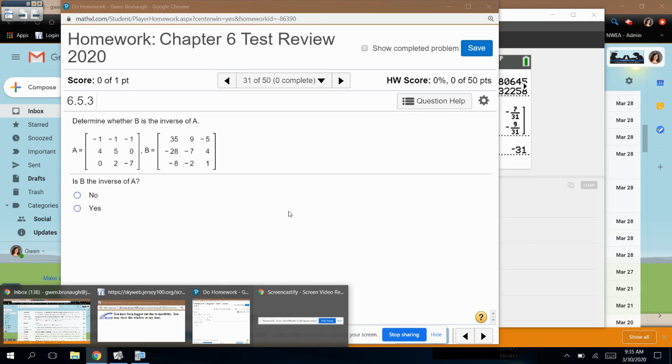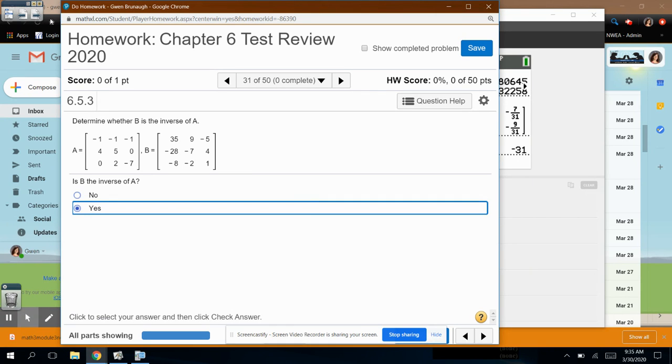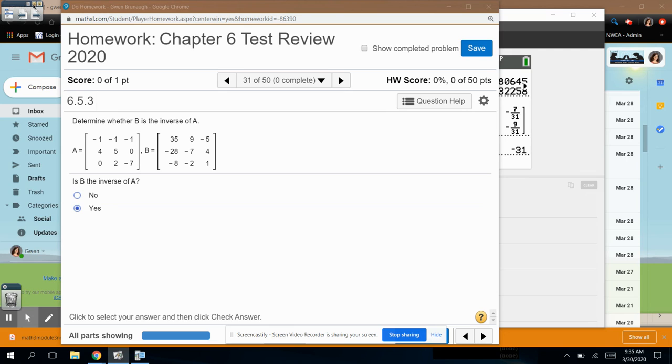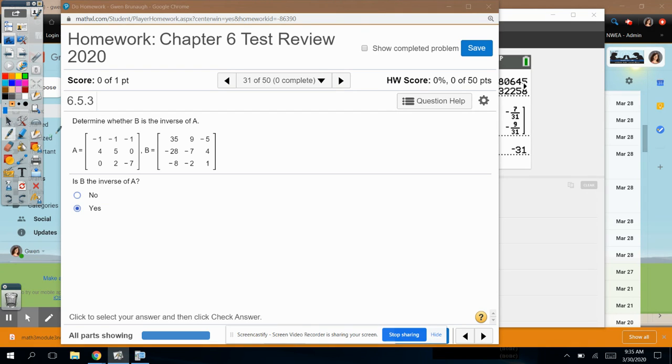Okay, so this first one is asking if they're inverses. In the notes, I explained to you, inverses undo each other. So what you're looking for here is to see if, when you multiply them in both directions, A times B and B times A, they undo each other, which would give us that identity matrix, which has ones down the main diagonal.